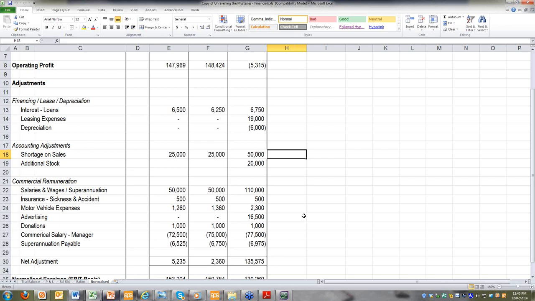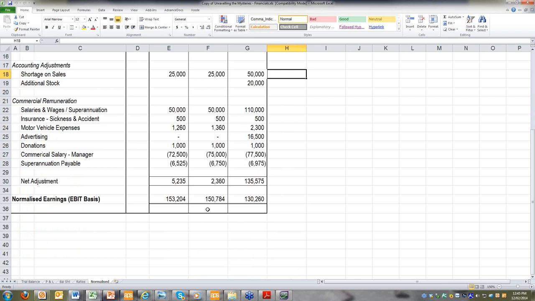We added that back. So the interesting thing at the end, from a maintainable earnings point of view, went from 153 to 150 to 130. Now, there was clearly a drop in the actual physical trading performance. However, it just wasn't trading at a loss. When we actually did the adjustments, it improved dramatically.